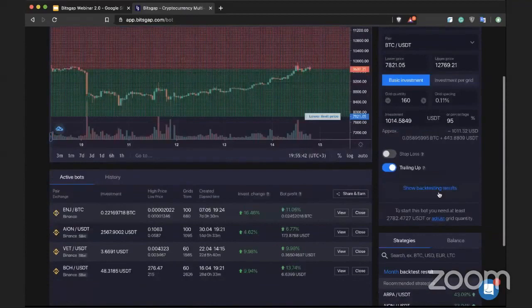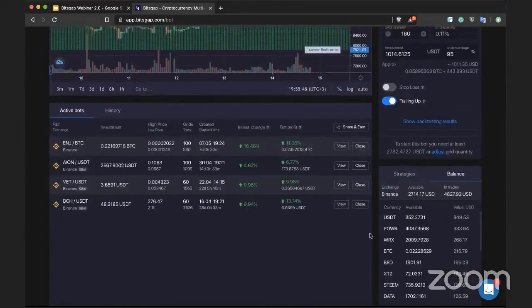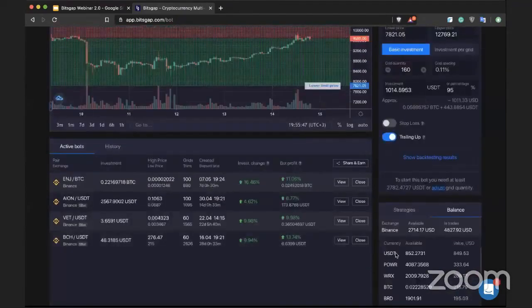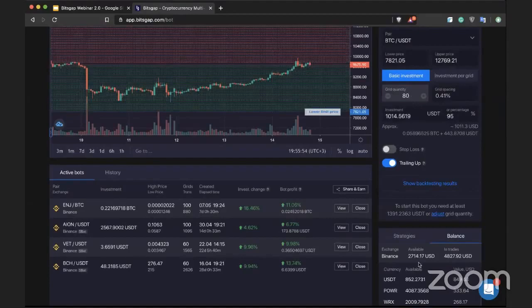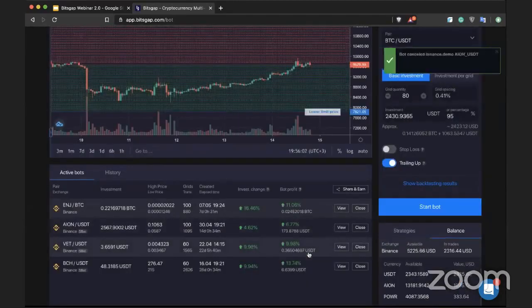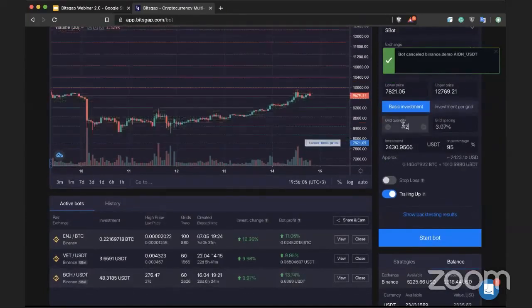So it looks like currently I don't have enough of the USDT to initiate the trade. That means that I should minimize it to be 80. No, it's still not enough. So what I would do, I would close the other trading to USDT. Now I have enough of the USDT. I can even put 120.